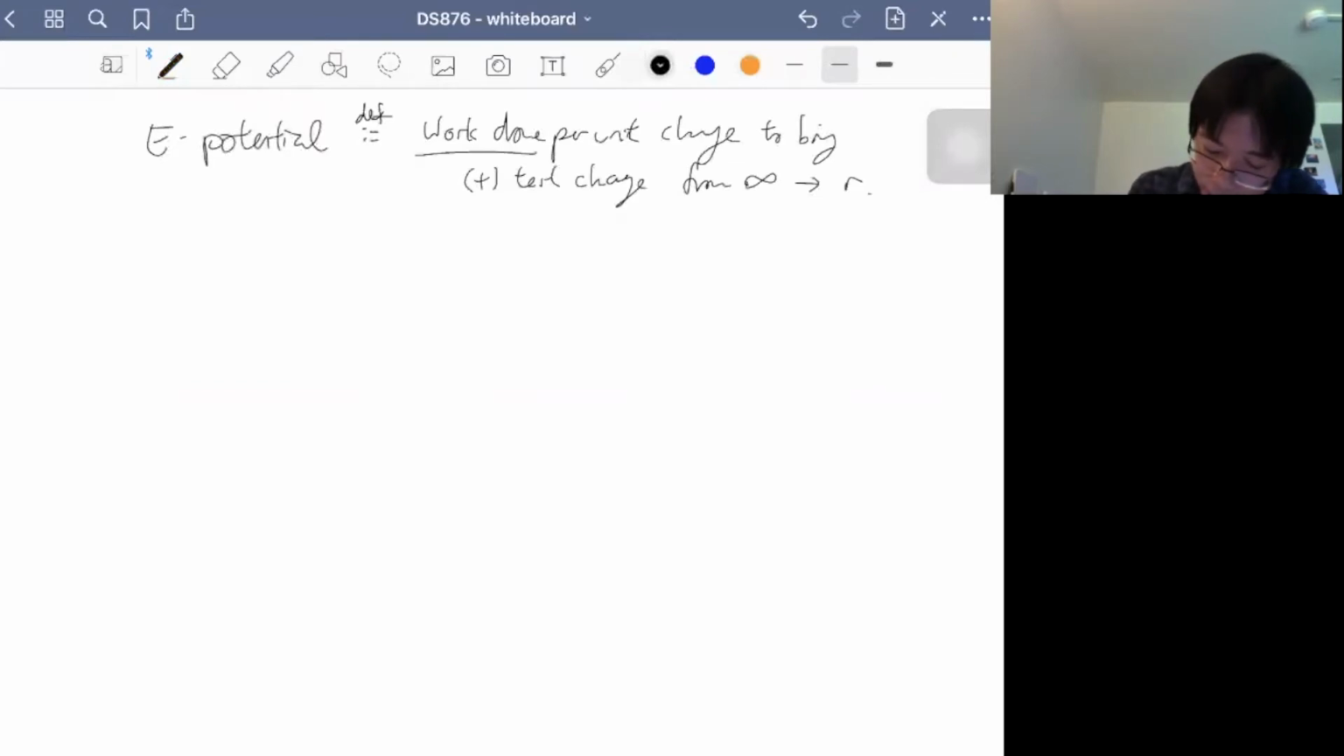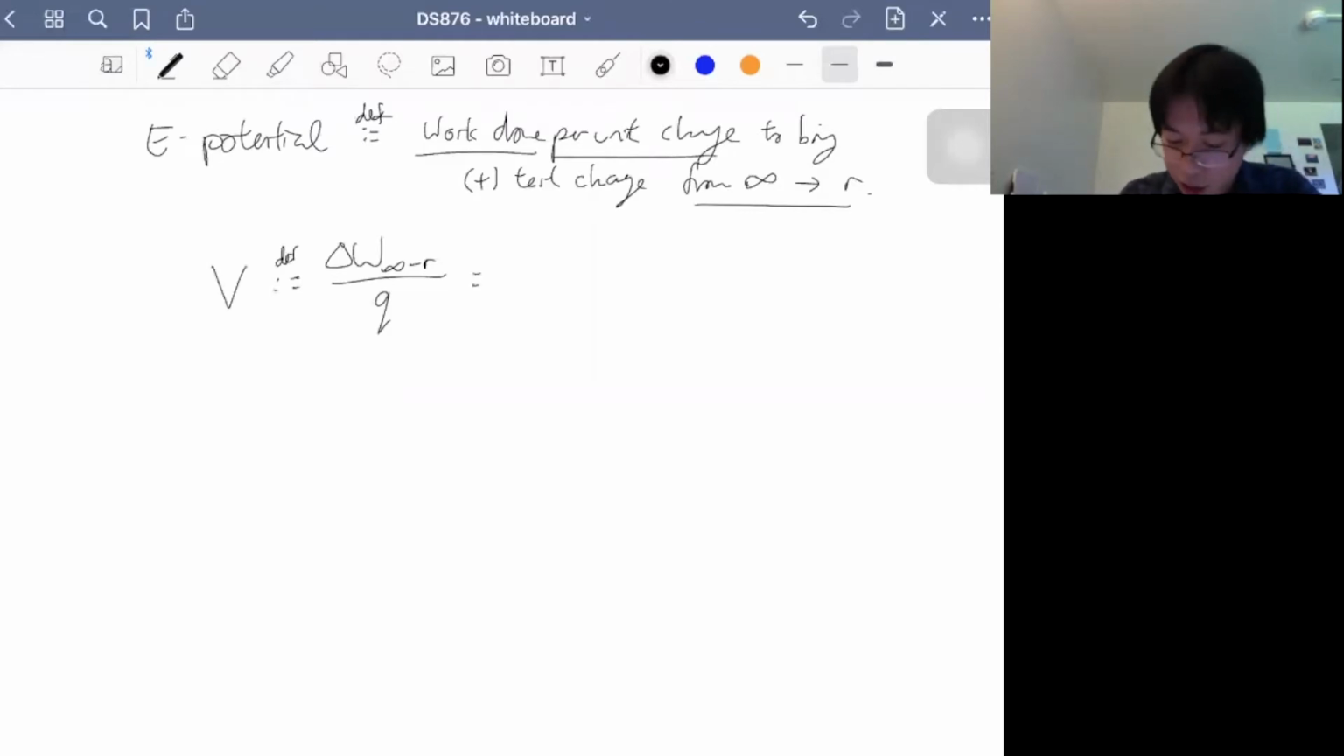What's work done? Work done is the amount of work, change in work, to bring it from infinity to a given location, but per unit charge, right? Per unit positive test charge. So per unit charge. This is the definition of what potential is. Break this down a little bit more.